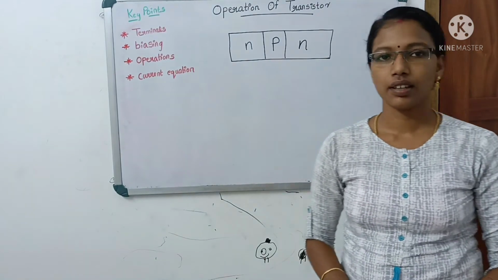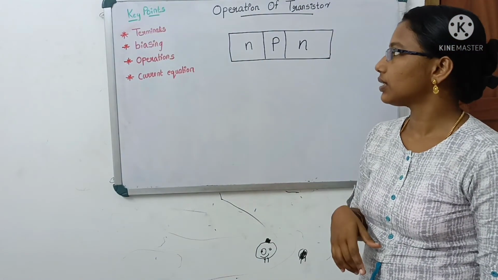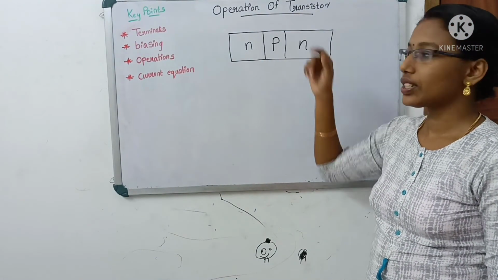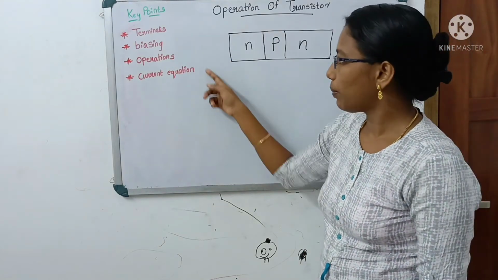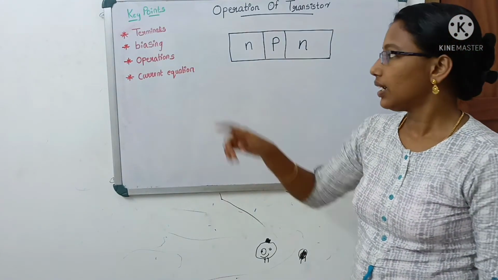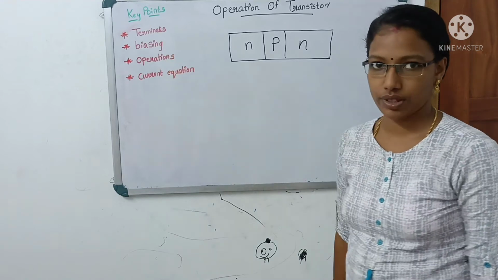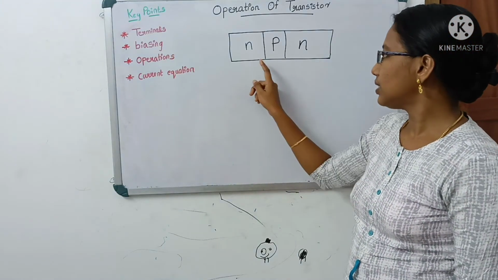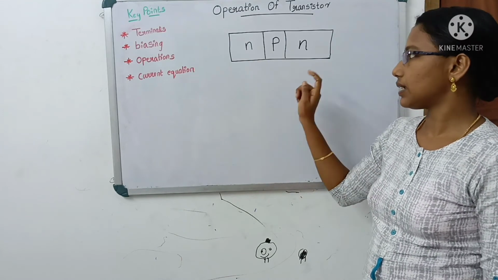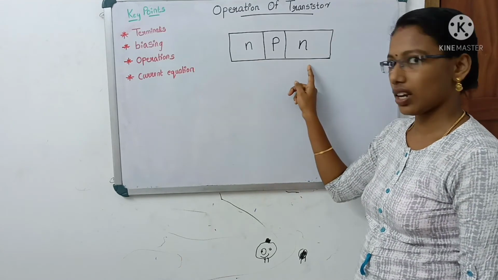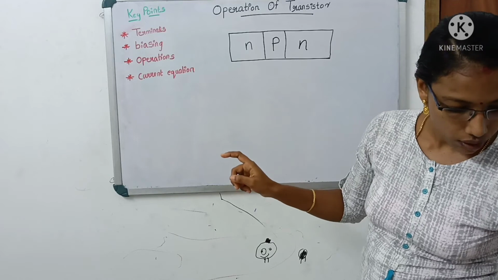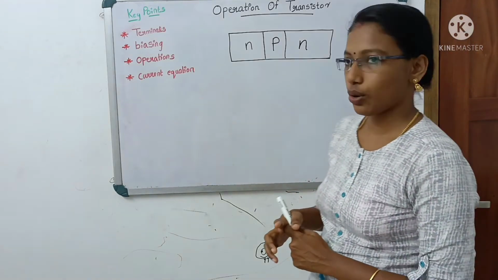Hello friends. Today we are going to discuss the topic operation of a transistor. These are the points we will discuss in the class: terminals, biasing, operation and current equation. This is the block diagram representation of an NPN transistor, and I will draw the terminals of the transistor.